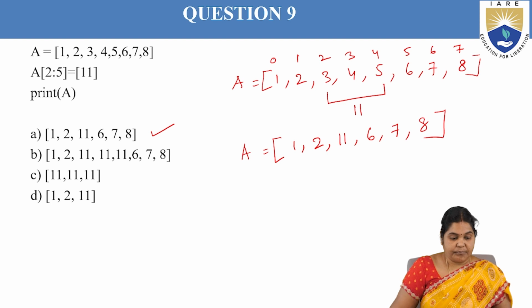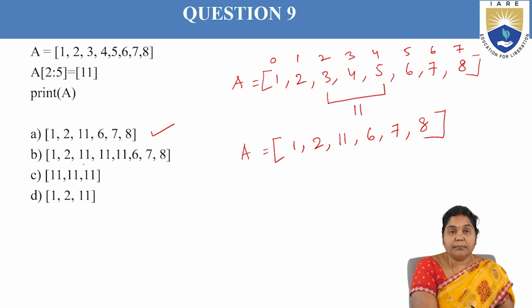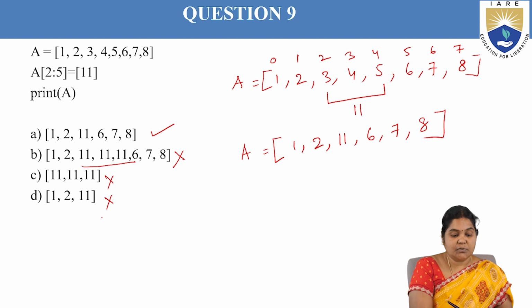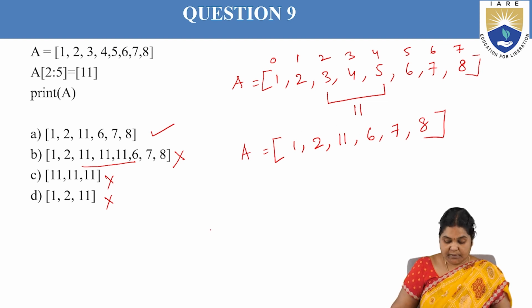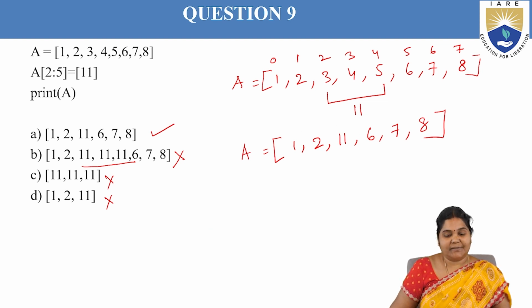Okay. Now, do not confuse that because there are 3 positions, this will be replaced by 11, 11, 11 thrice. No. So this is the wrong answer. Okay. And these 2 are not justified or not related to this question. So among these 2, do not confuse that this particular bit or slice will be replaced by only 11. Okay. So let us move on to the next question.